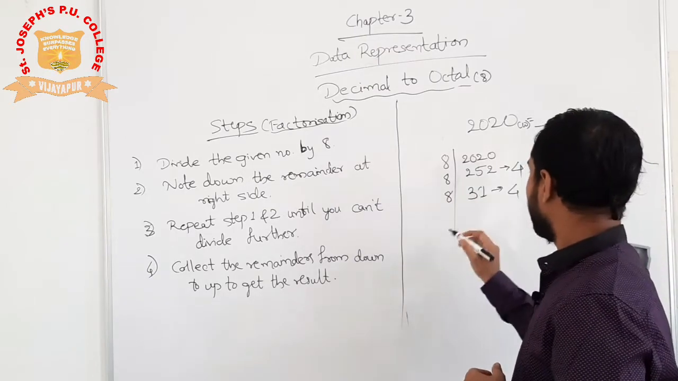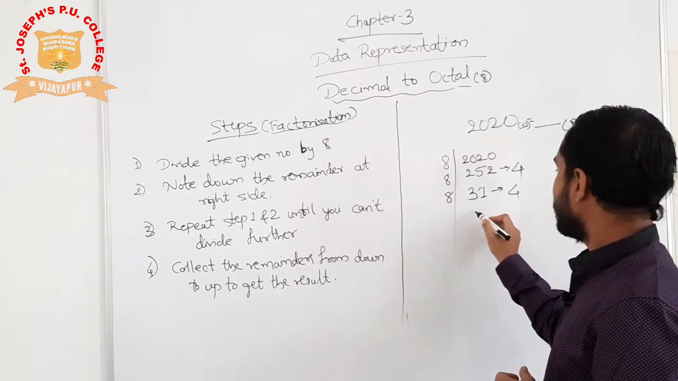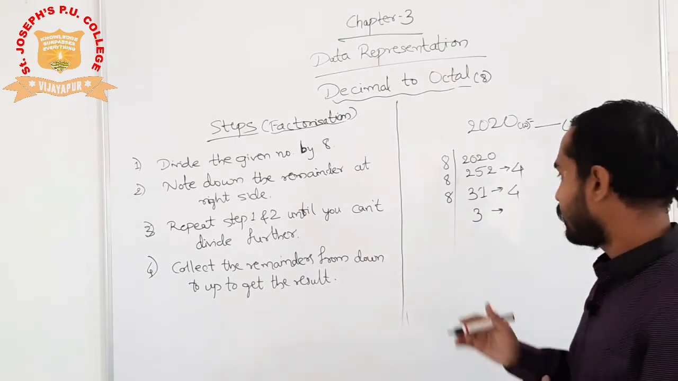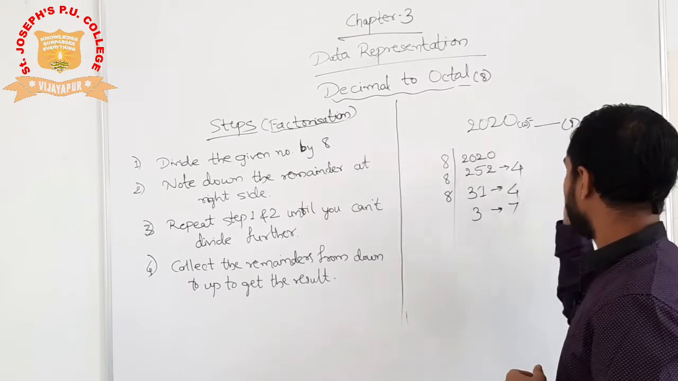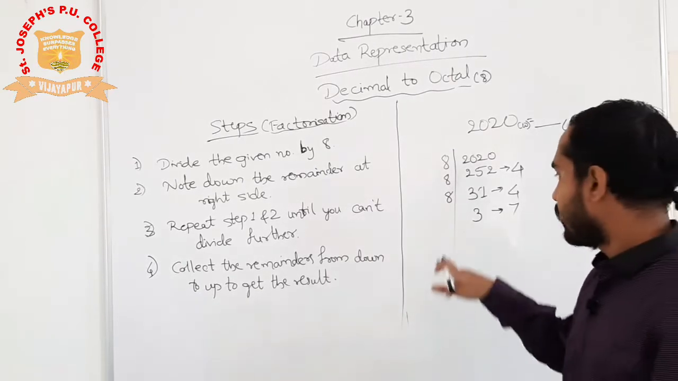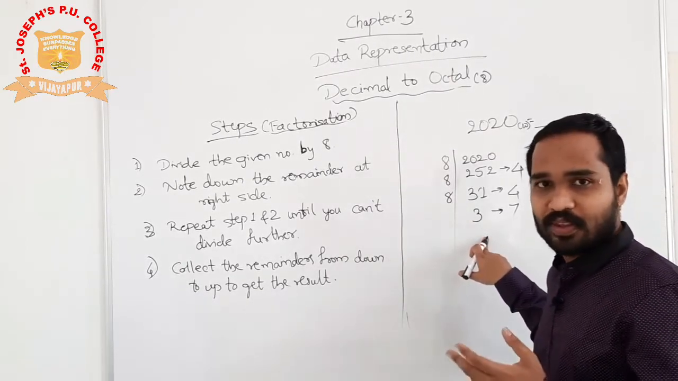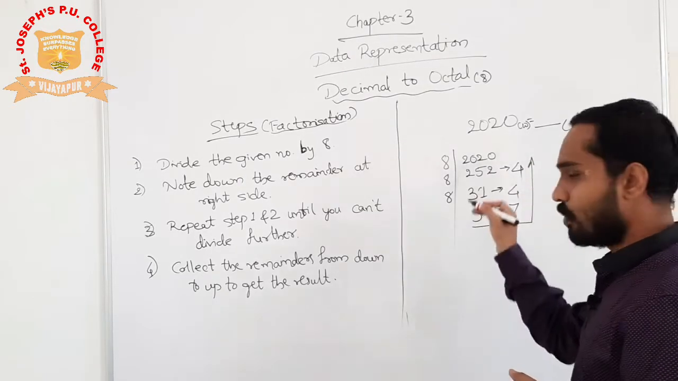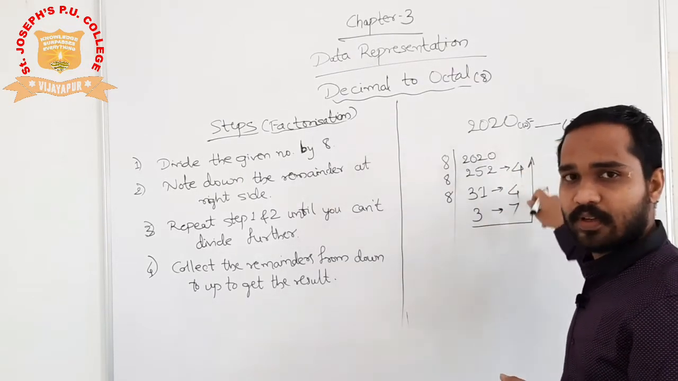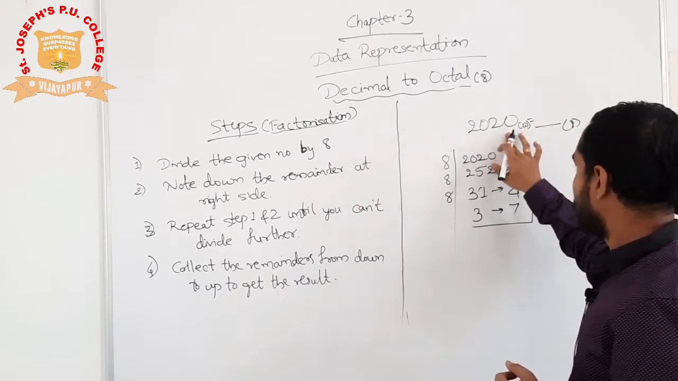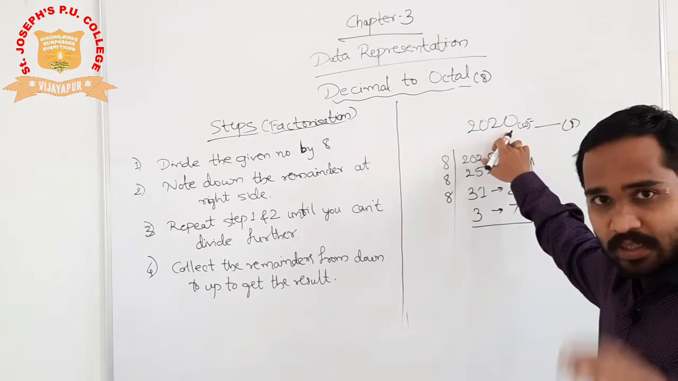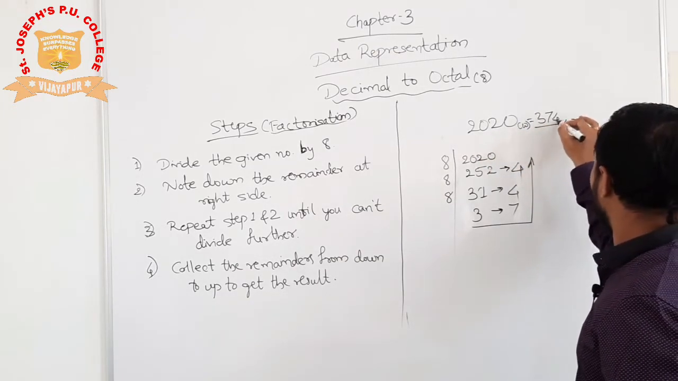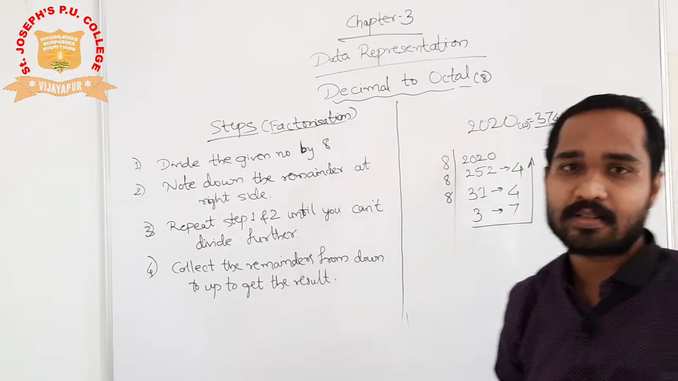Fine. Then 8 3s are 24. Correct? 24 means how much is remaining? 7 is remaining. Okay. Can you divide it further? Not possible. So collect the remainders from bottom to up. 3 7 4 4. So the 2020, what happens to be in decimal, is in octal actually 3 7 4 4. This is the answer.